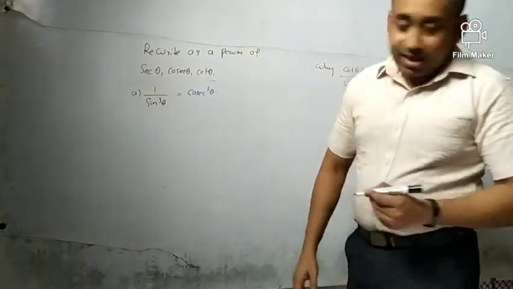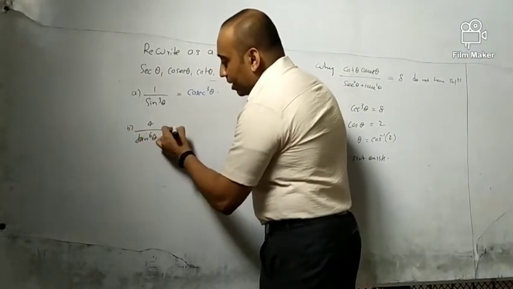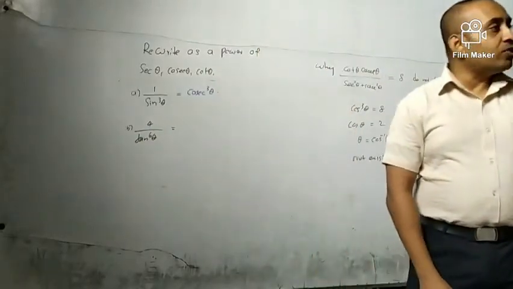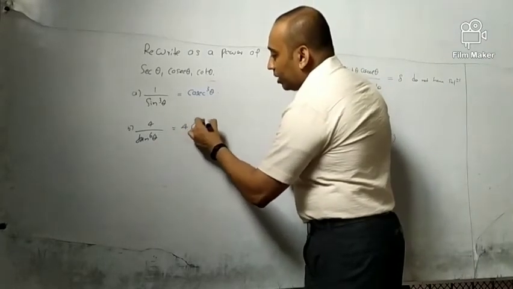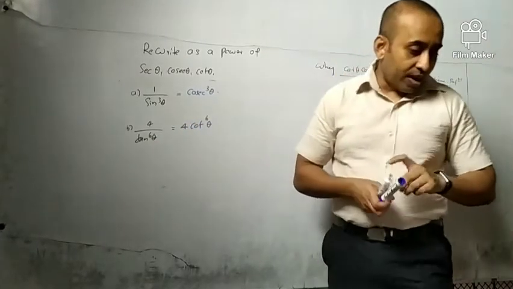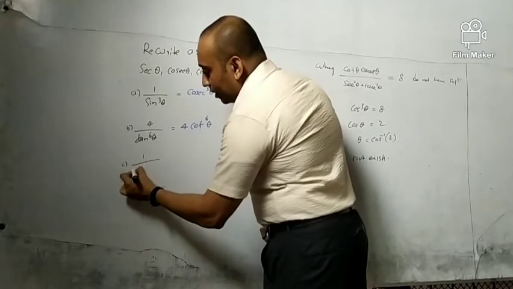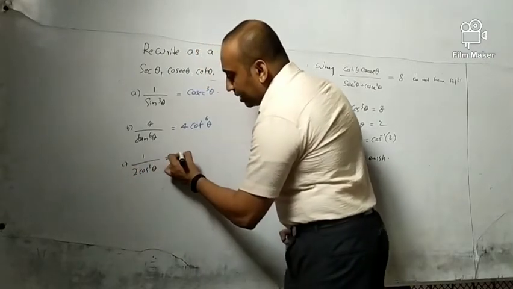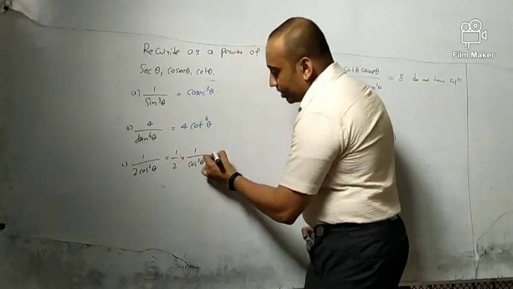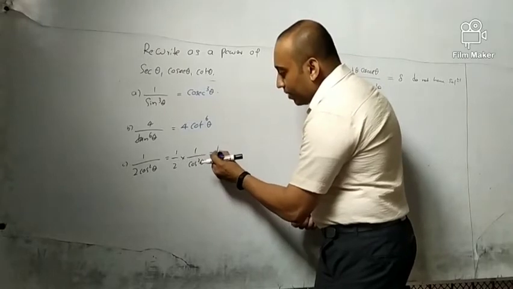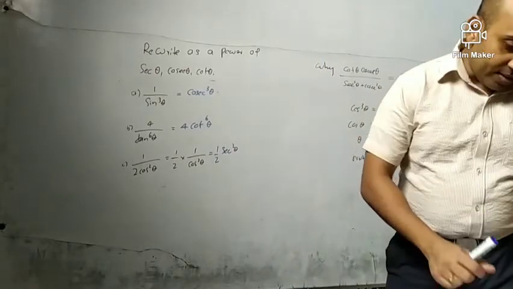Right. The next part is 4 over tan to the power 6 theta. We know that 1 over tan theta is equal to cot theta. Therefore, you can say this answer is 4 cot to the power 6 theta. Right. Next one is 1 over 2 cos square theta. So you can say this is 1 over 2 into 1 over cos square theta. So simply you can write this answer as 1 over 2 sec square theta. That's what you need to understand.